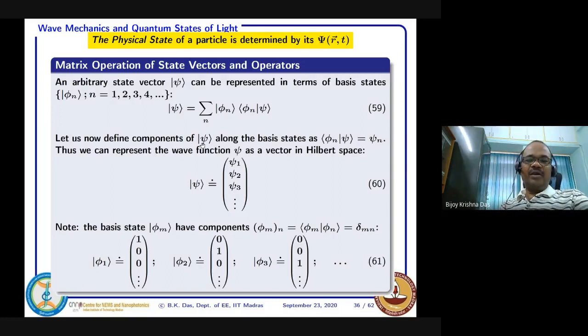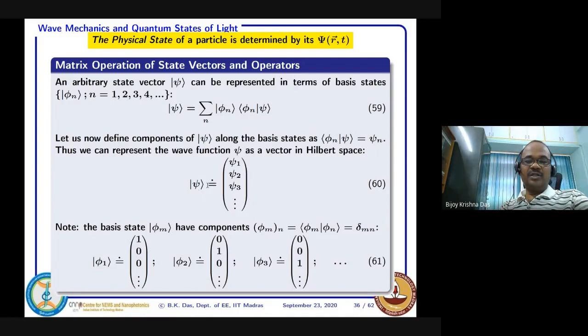Similarly, if psi is a vector, then whenever you take the projection along phi 1, you call that component psi 1. And when you take the projection along phi 2, the component will be psi 2. So similar to a normal vector description, we can represent this state vector.